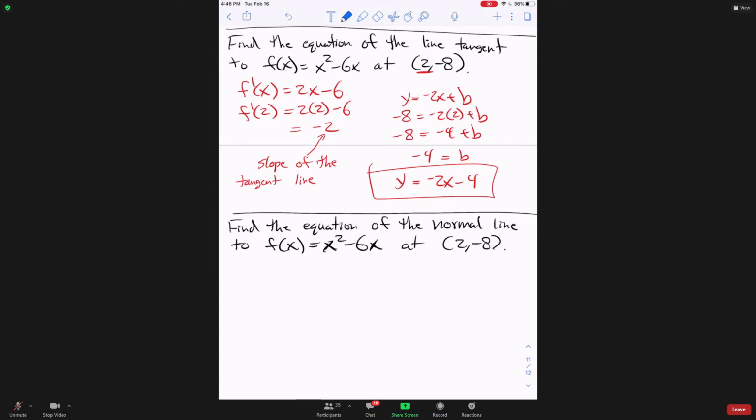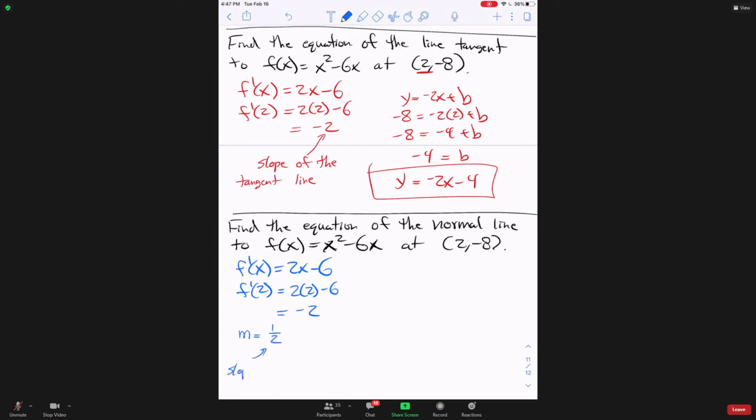All right, so I'm going to get moving on this. The derivative would be the same, 2x minus 6. You plug in x equals 2, just like before, into the derivative to get the slope of the tangent line, which is -2. The slope of the normal would be the negative reciprocal, right? Remember from algebra, if two lines are perpendicular, then the slope of one line is the negative reciprocal of the other. So m is going to be positive 1/2.